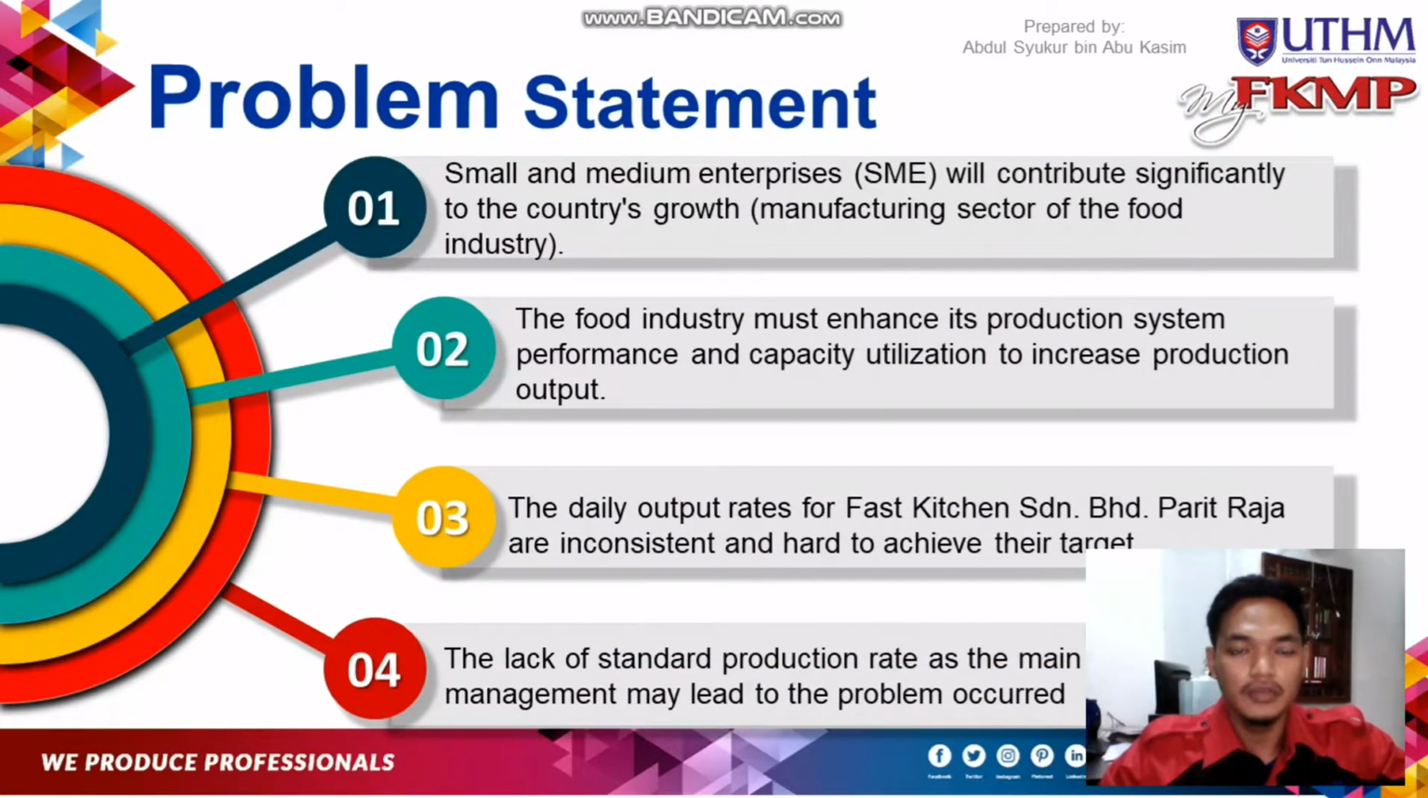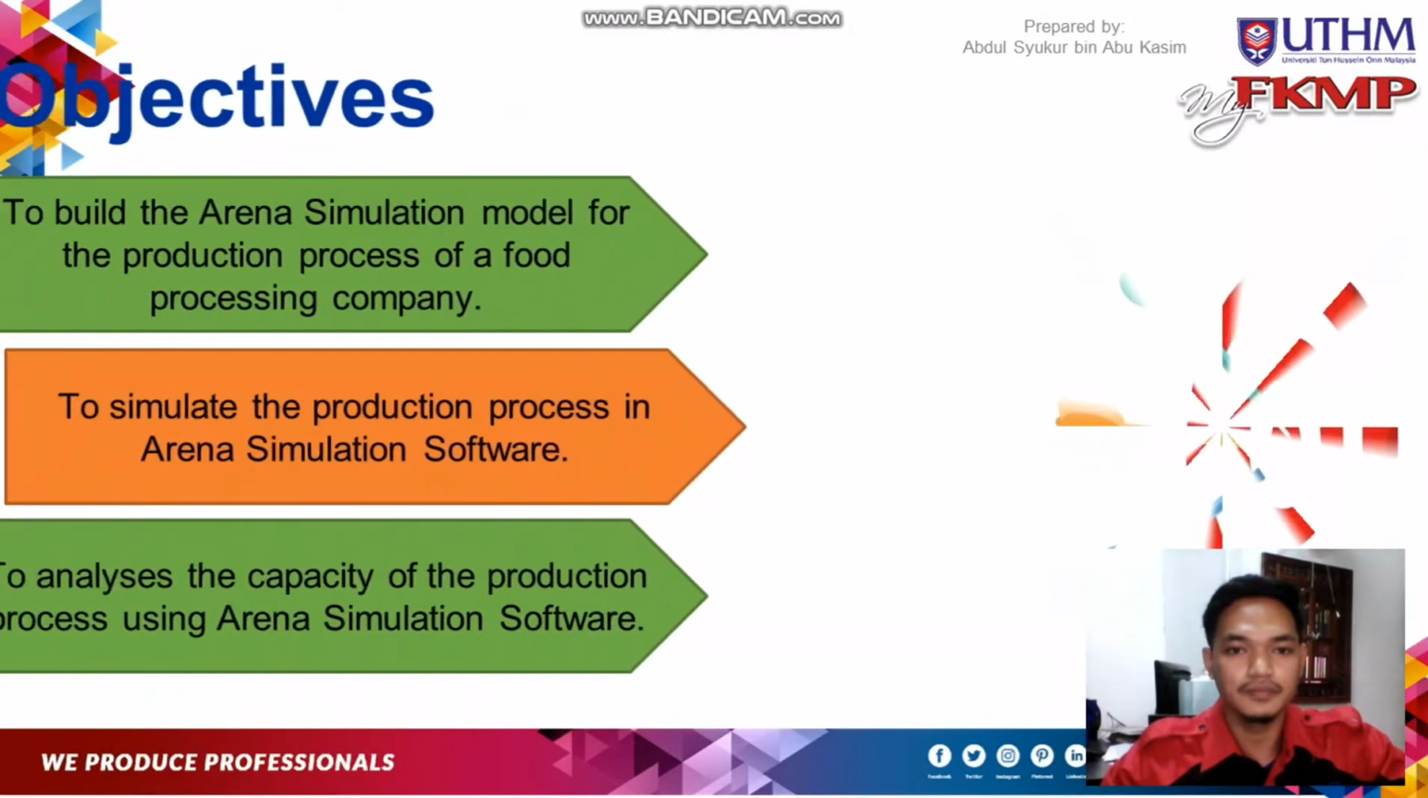For the problem statement, small and medium enterprises contribute significantly to the country's growth. The food industry must enhance its production system performance and capacity utilization to increase production output. The daily output rate for Fast Kitchen Sendirian Berhad, Pasir Raja, is inconsistent and hard to achieve their target. The lack of a standard production rate as the main indicator in management may lead to this problem.